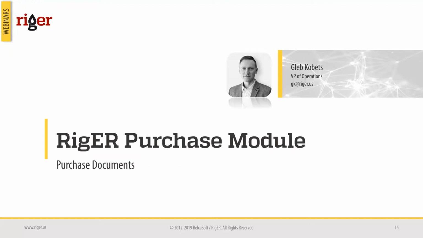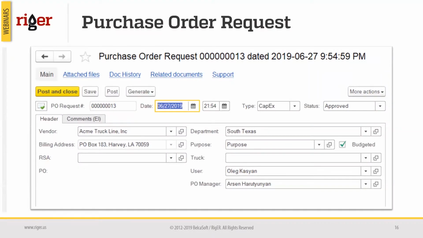Hi, everyone. My name is Gleb Kobets, and I'm VP of Operations in RigER. And Nikolai, thank you very much for this great introduction of the purchase model in RigER, because it was really interesting. So my purpose for today's webinar is just to give you a little more detail about how we do purchases in RigER and to show you real documents in the system, and also to show you some automations, mobile applications of RigER doing the purchases, and we'll also cover the purchase reports that will help you analyze your purchase activities.